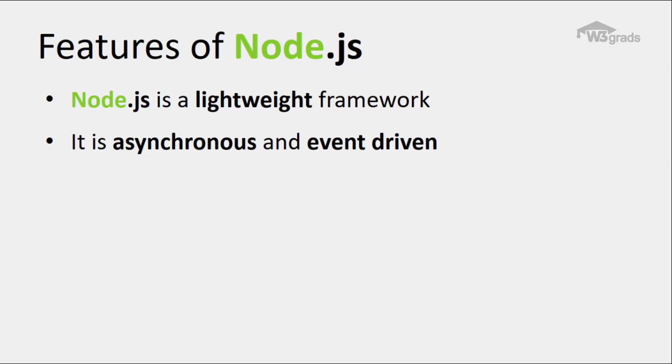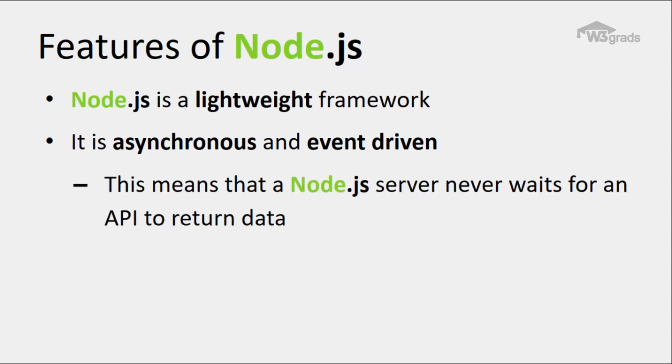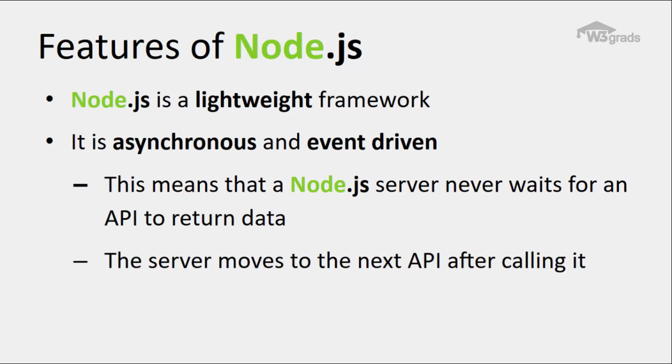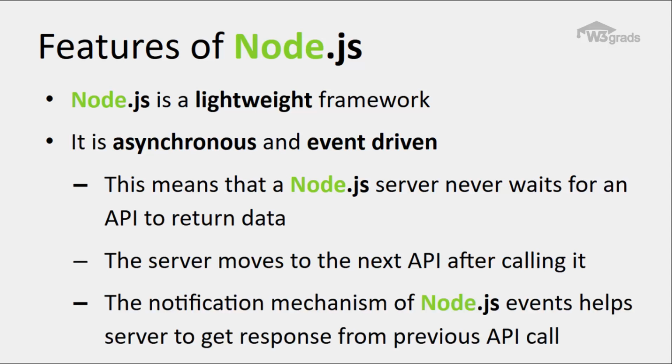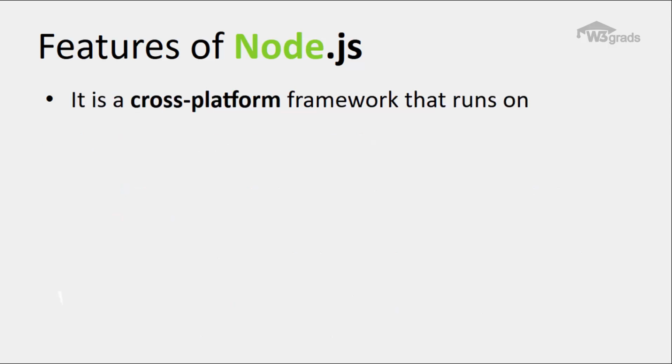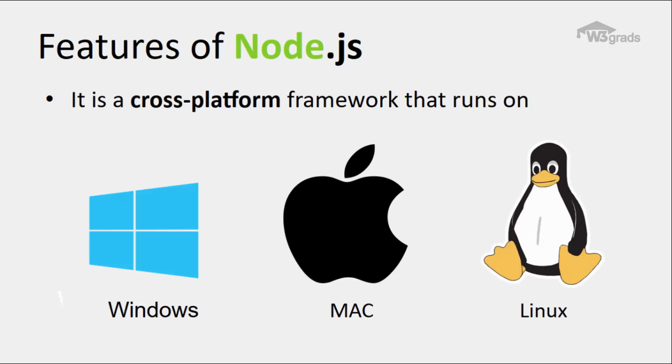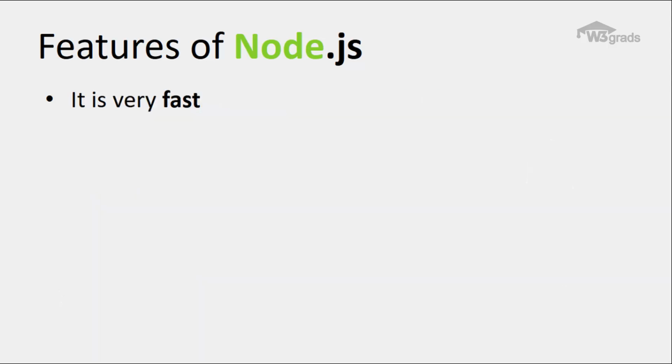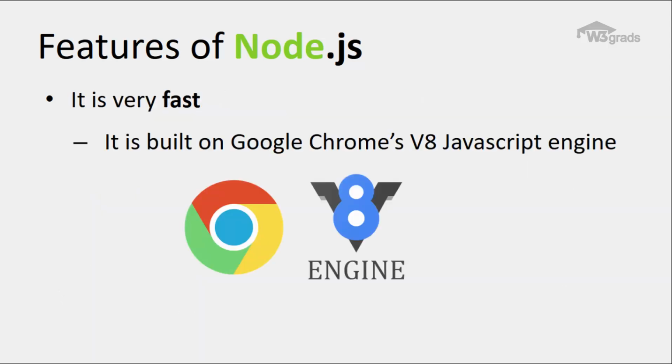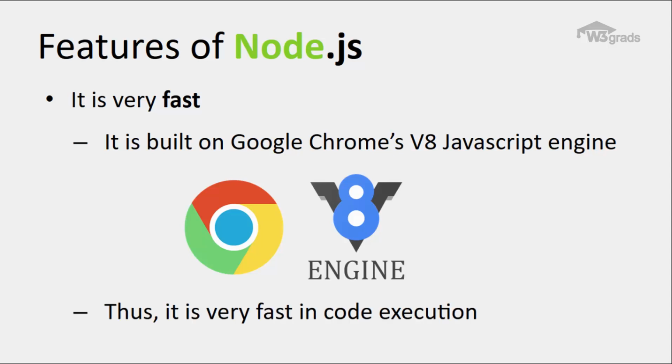That is, non-blocking. It essentially means a Node.js-based server never waits for an API to return data. The server moves to the next API after calling it, and a notification mechanism of events of Node.js helps the server to get a response from the previous API call. It is a cross-platform framework that runs on Windows, Mac or Linux. It is very fast. Being built on Google Chrome's V8 JavaScript engine, the Node.js library is very fast in code execution.